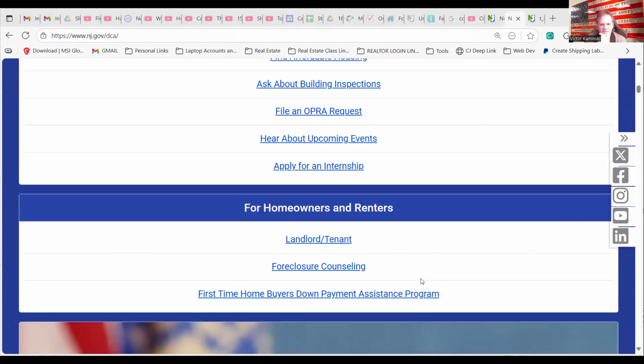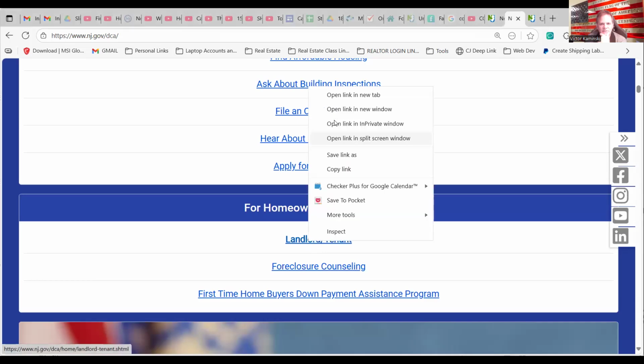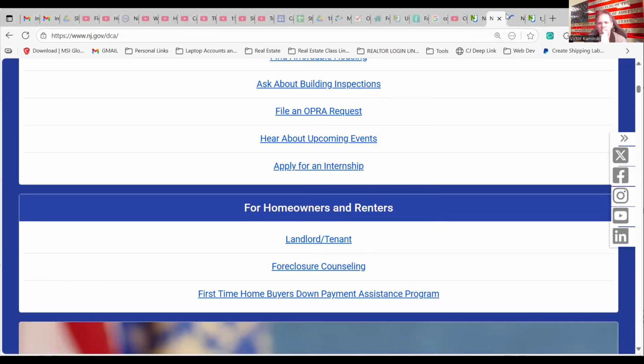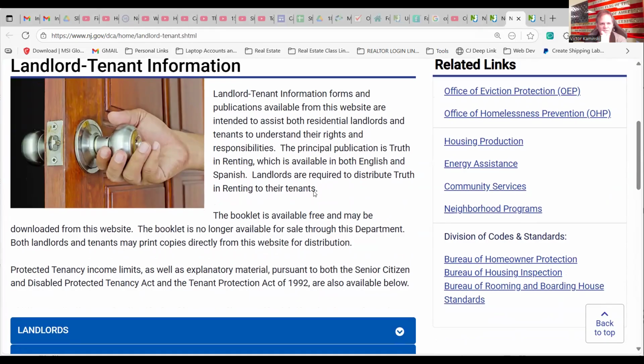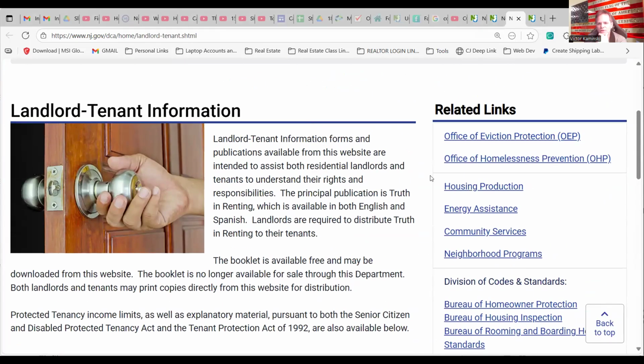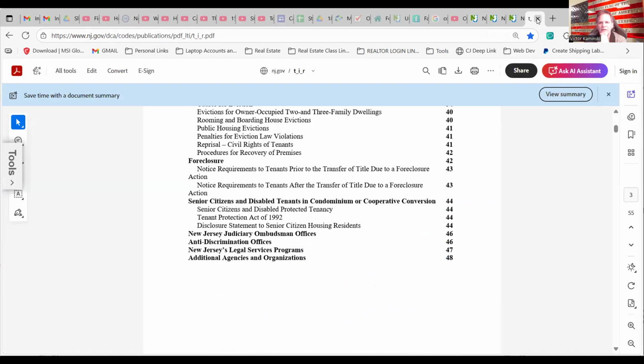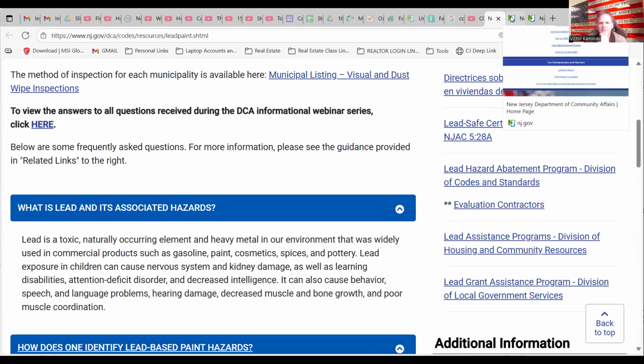DCA covers all kinds of stuff, but okay. For landlords and tenants, first-time home buyers, okay. Let's click on this one. Foreclosure counsel. This is the one that I wanted. Oh, the booklet, okay? So you could see, yeah, they moved it around. They just changed the links a lot for some reason.